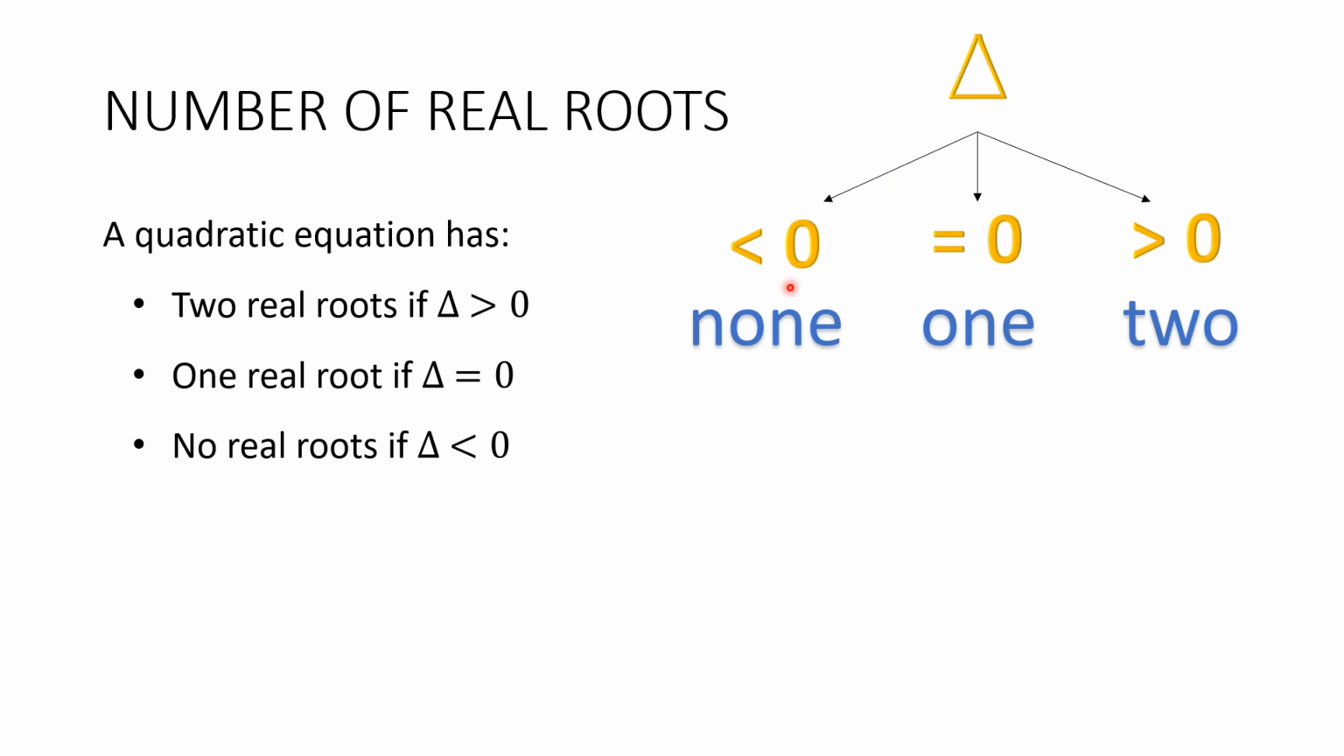So here's the rule. If our discriminant is less than 0, so negative, we get a negative under the square root, which means we have no solutions. If it's equal to 0, it wipes out the plus minus, which means we have only 1 solution. And if it's greater than 0, then we have 2 solutions.